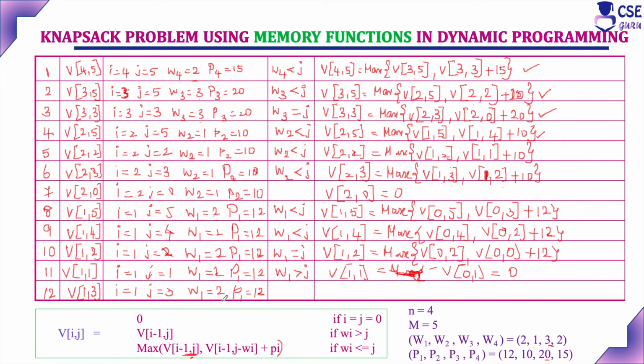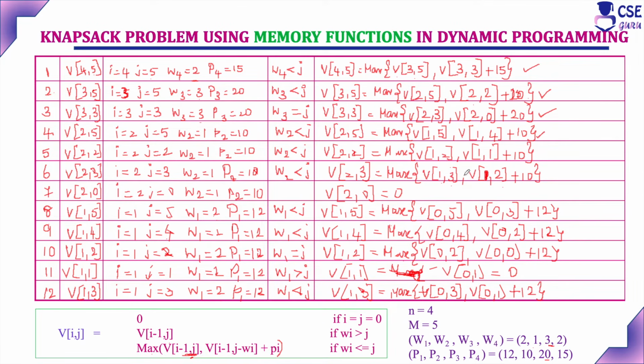Here weight is less than J. So 2 is less than 3. So if it is lesser, we have to apply this formula. V of 1 comma 3 equal to maximum of V of I minus 1, I is 1, 1 minus 1 it is 0, comma J value is 3, comma V of I minus 1, 1 minus 1 value is 0, comma J minus W, 3 minus 2 value is 1. Plus profit of the first object is 12.